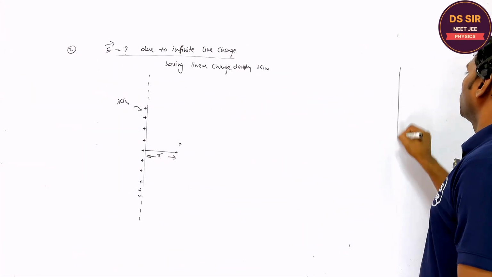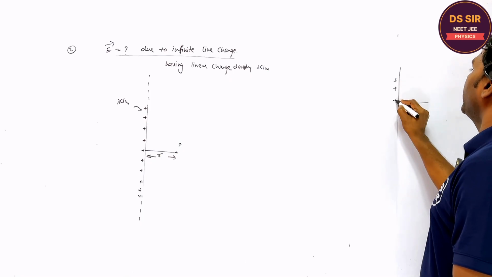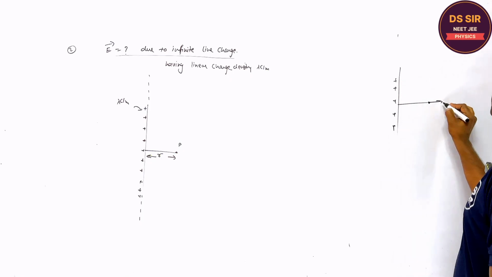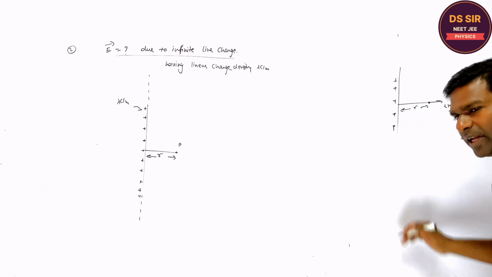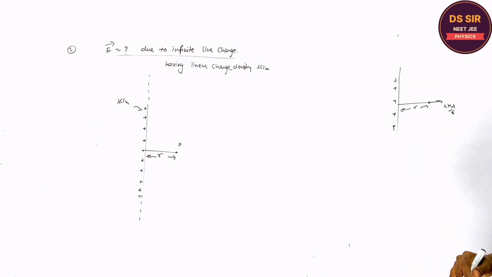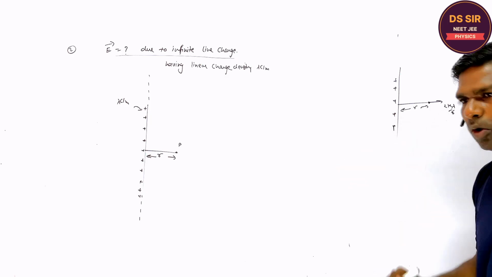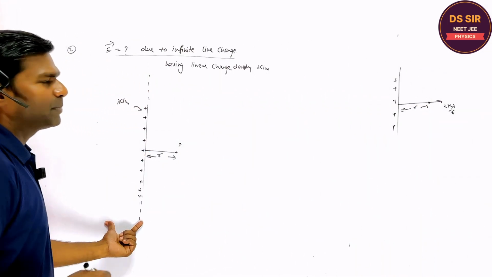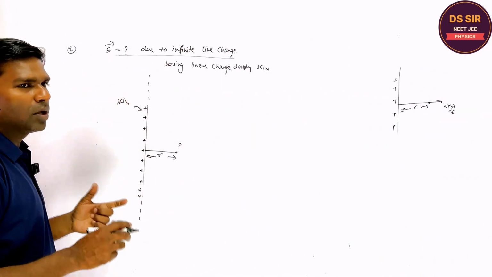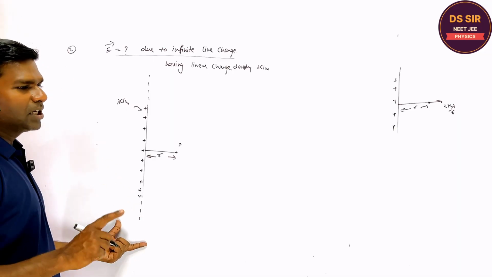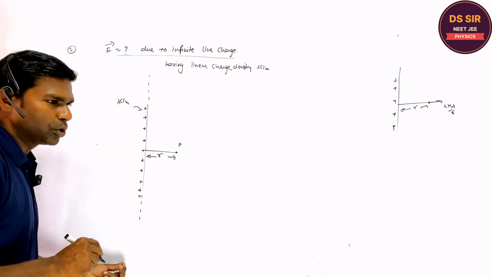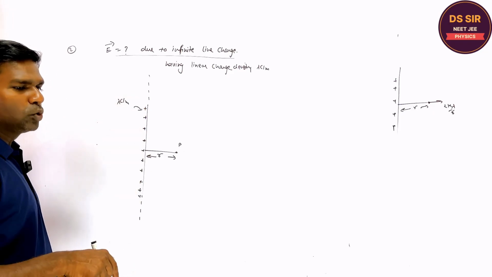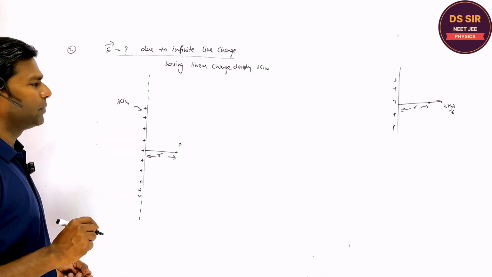Listen to one thing. We know that for an infinite line charge the electric field is 2k lambda upon r, which we found with the help of integration and Coulomb's law. But this time we are going to find the same expression with the help of Gauss's law. To find the electric field with Gauss's law, the charge distribution should be symmetric, and you have to choose a Gaussian surface which is also symmetrical.